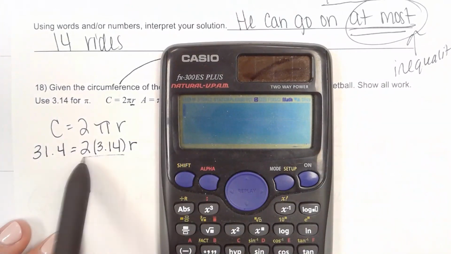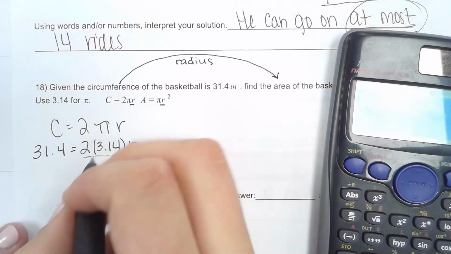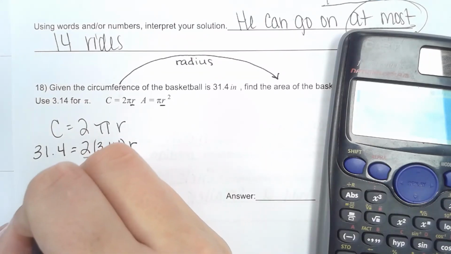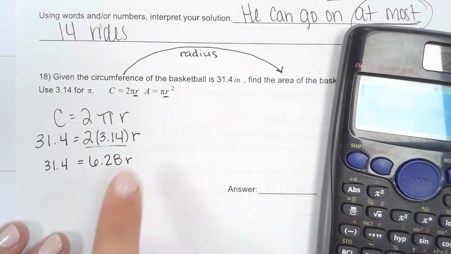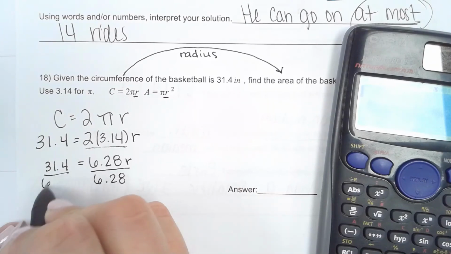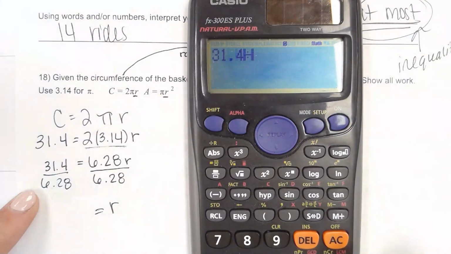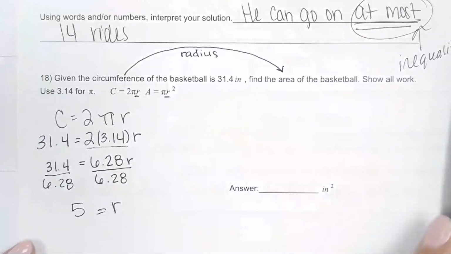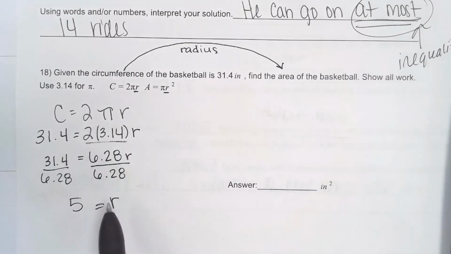I can see that I can simplify 2 and 3.14. If I multiply 2 times 3.14, that gives me 6.28. And then our last step to get R by itself: since the 6.28 and the R are multiplying, the opposite of multiplying is dividing. So then our radius is going to be 31.4 divided by 6.28. So our radius is 5. Okay, so we went from a circumference of 31.4 to a radius of 5.